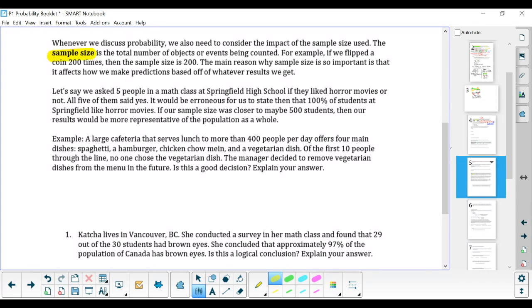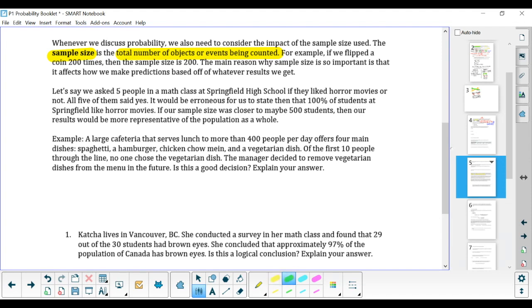So another thing to discuss when we talk about probability is the sample size. Now, the sample size is the total number of objects or events being counted. Now, let's say we flip a coin 200 times, then our sample size is just 200. Now, the main reason why the sample size is important is because of the types of predictions that we need to make based off of whatever results we get.